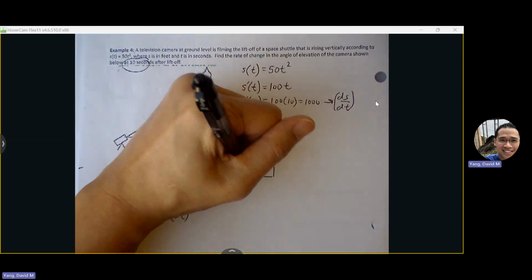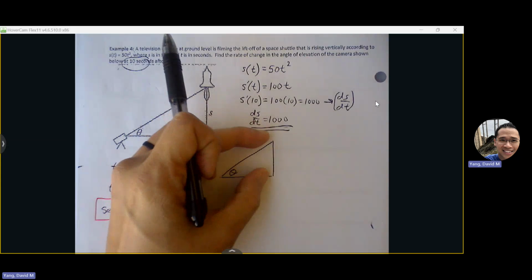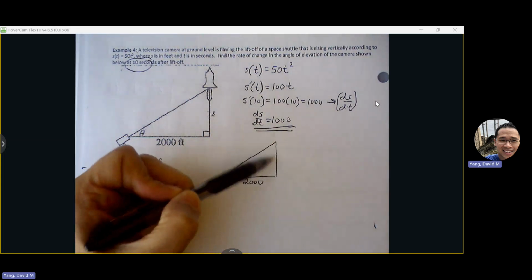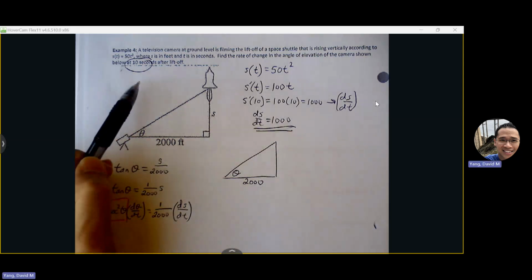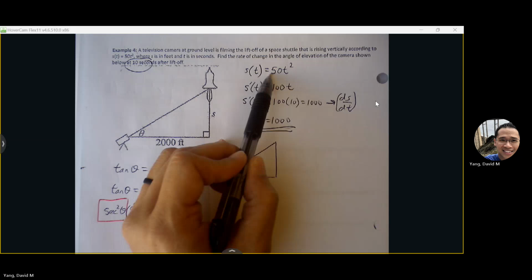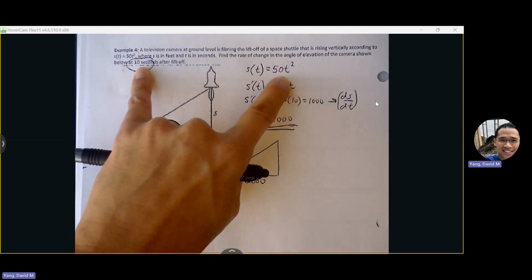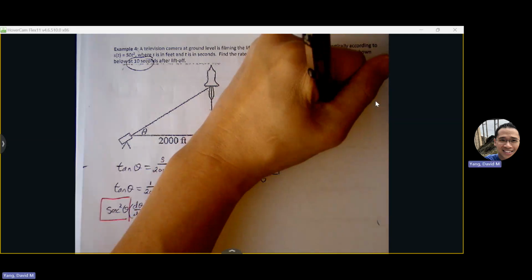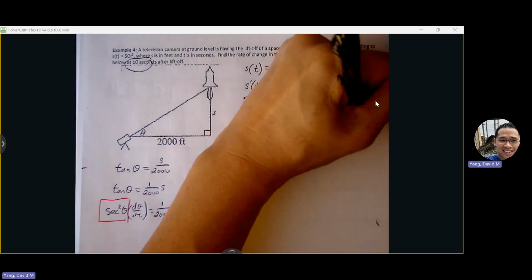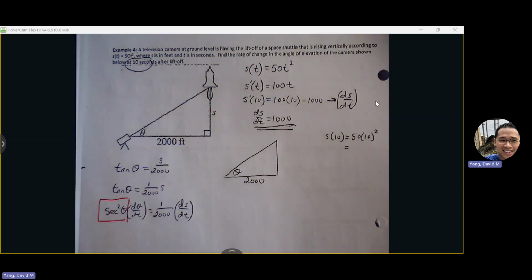So we know this is 2000. We need to find the height of the shuttle 10 seconds after liftoff, so we can fill out this side here. So what can we plug 10 into if we want to find the height of the shuttle? Into S of t, right? So there's my height formula. Plug 10 in for t. We know S of 10 is equal to 50 times 10 squared. And that's going to get us to 5,000.